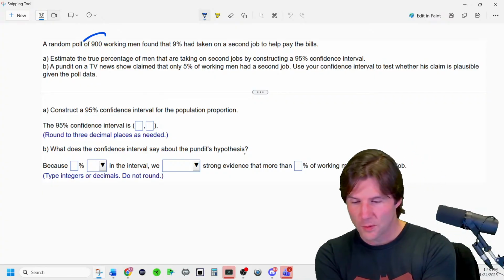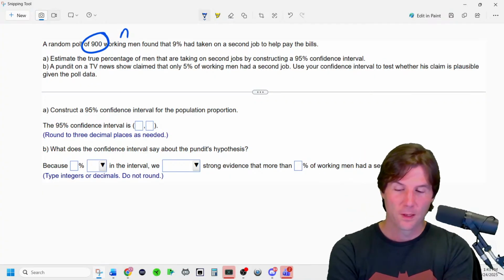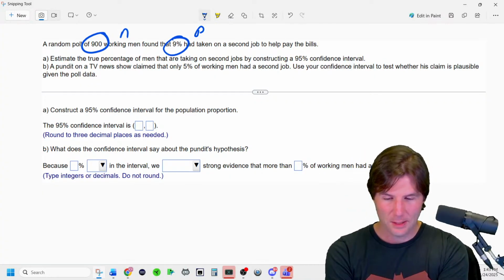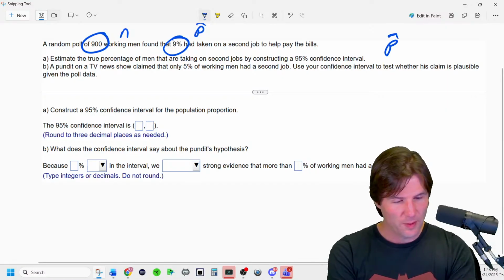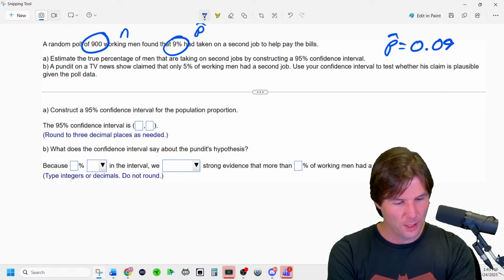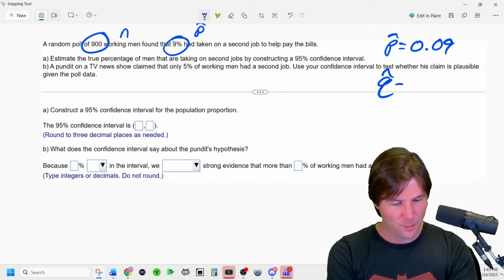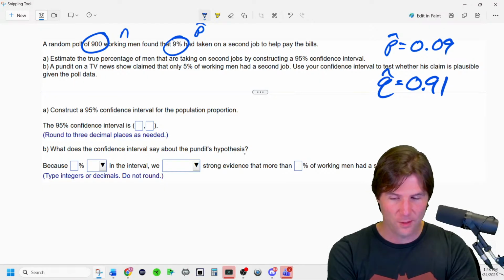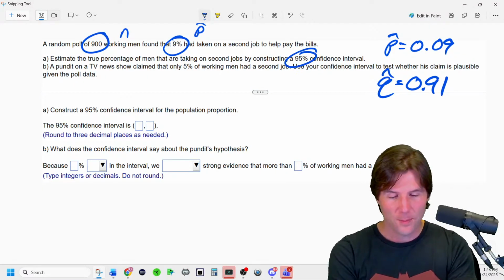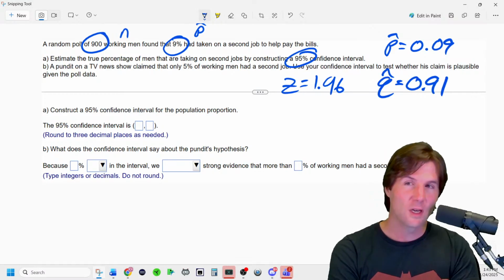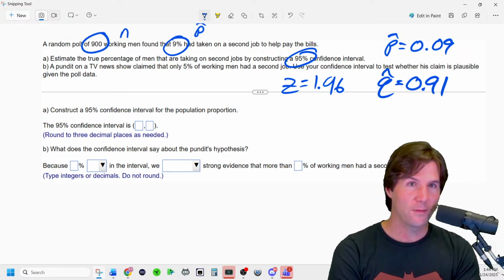So we got a sample size right here. This is p hat because it came from the sample. So p hat is equal to 0.09. That means q hat, which is 1 minus p hat, is 0.91. Find all your notation to begin with. 95% confidence interval is z equal to 1.96. If it's 90%, it's 1.645. If it's 99%, it's 2.5758.